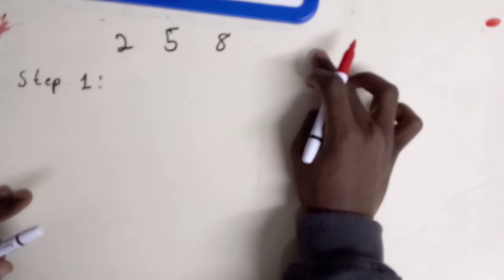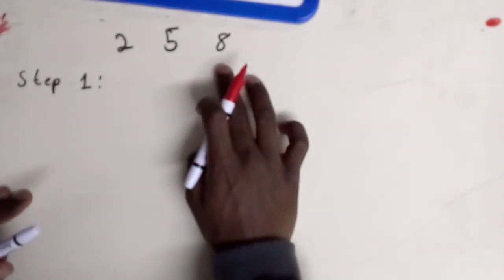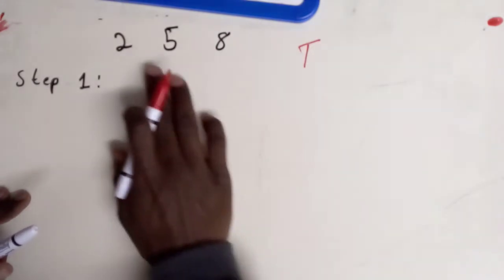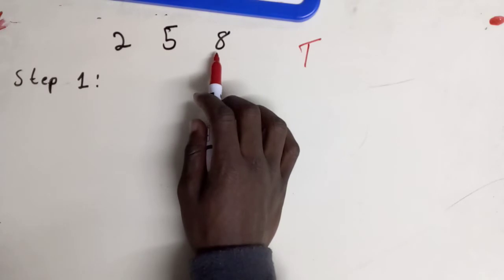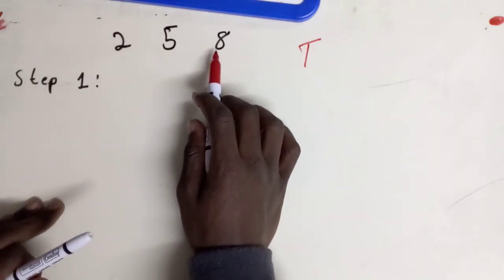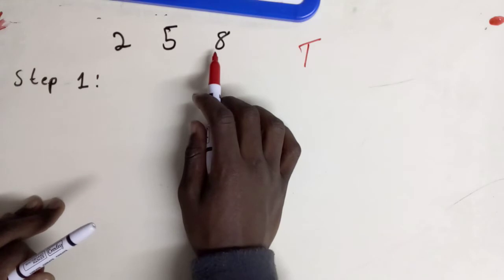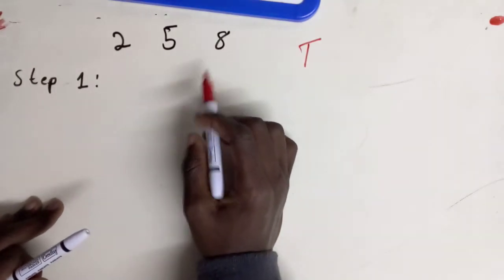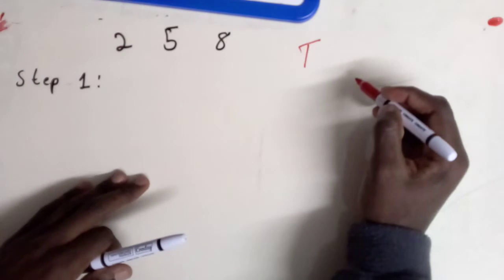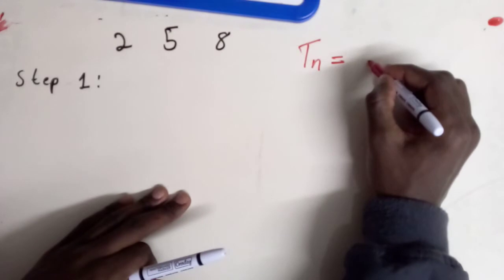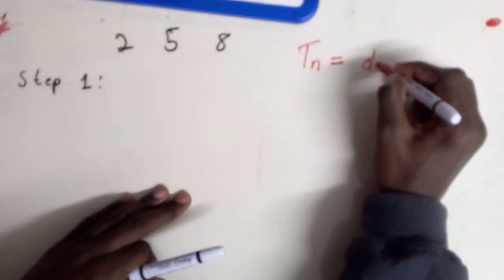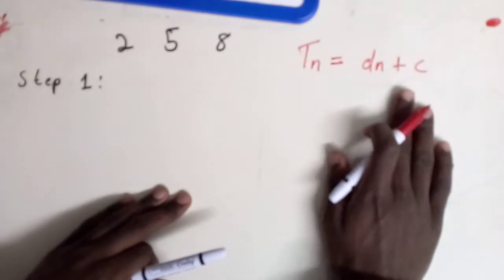Okay, before we go to step number 1, you have to know that the general term of an arithmetic sequence, by the way, this is an arithmetic sequence. We're going to get more into the types of sequences later, arithmetic, geometric or quadratic. The formula or the general term is in this form: Tn is d times n plus some constant.